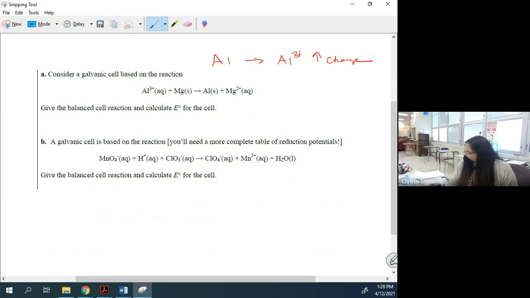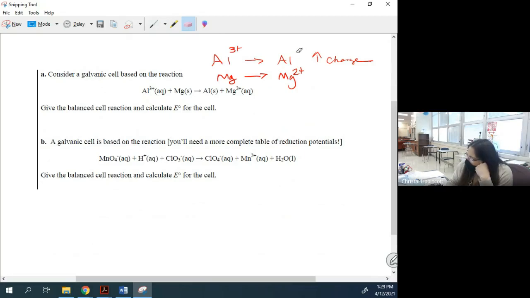So what happened to this guy? Did he lose or gain electrons? Okay, so he's oxidized. So that means that our magnesium... oh, wait, I had this backwards. Let's try that again.